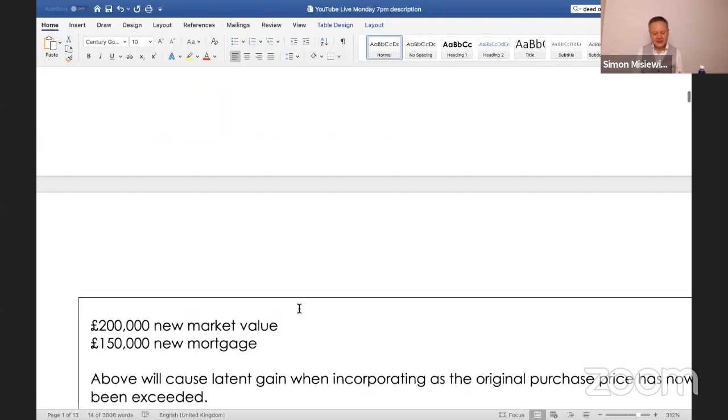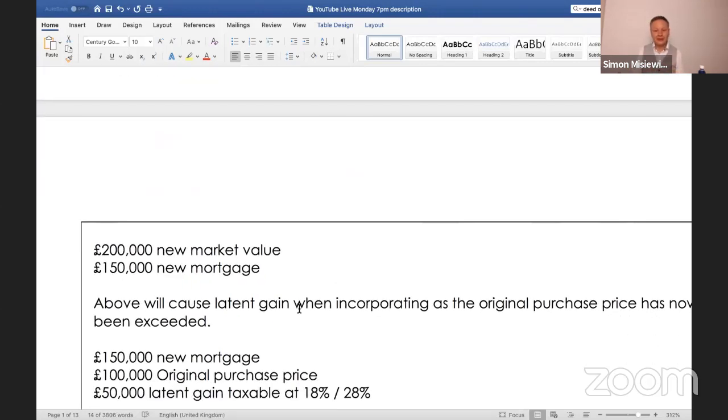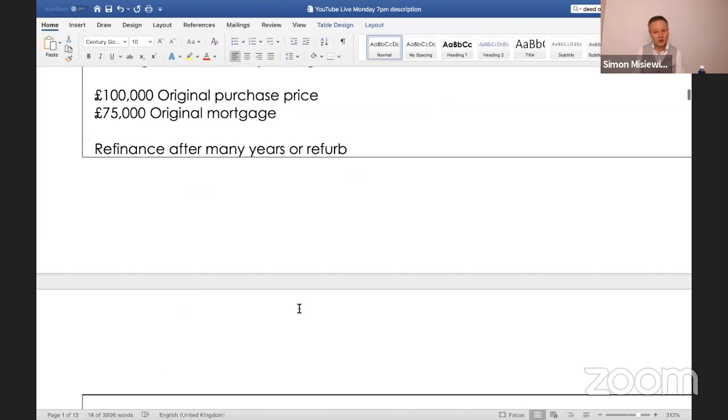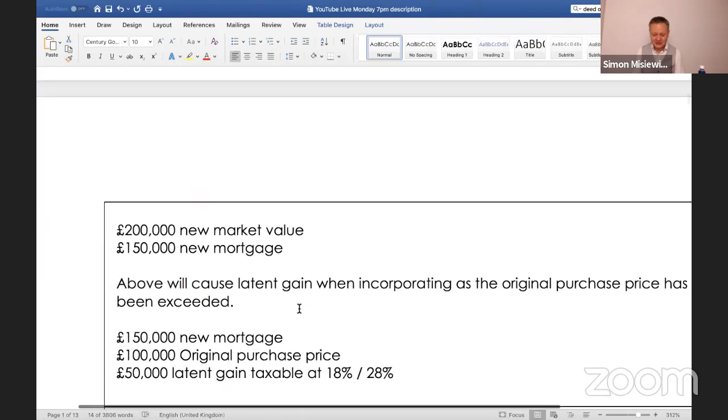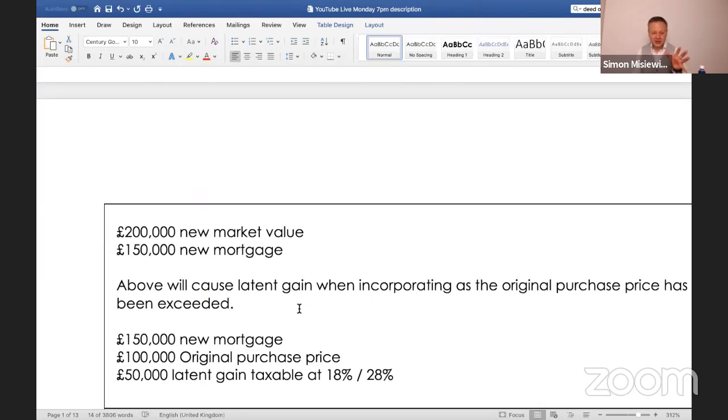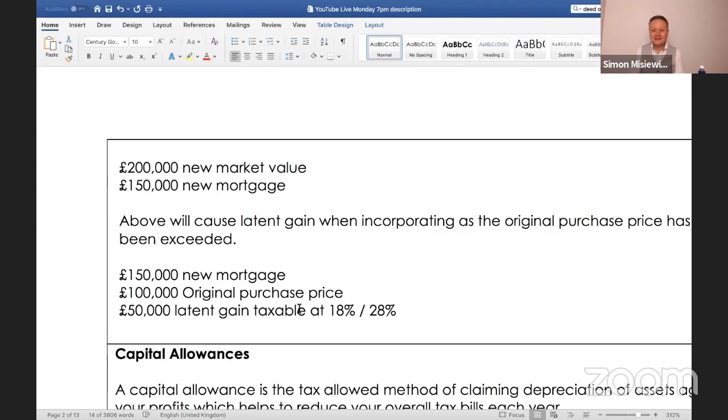And what will happen is that you get the property to £200,000. Yes, that's a fantastic increase, I must admit. Not one that I've done, I've got to be honest, but another client did. So just to re-emphasize the point that you can make some good capital growth strategies as well. So £200,000, got a new mortgage, so it's £150,000. But please note that this now causes a latent gain if they wanted to incorporate that property.